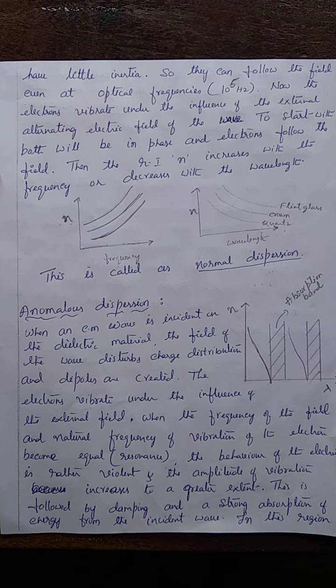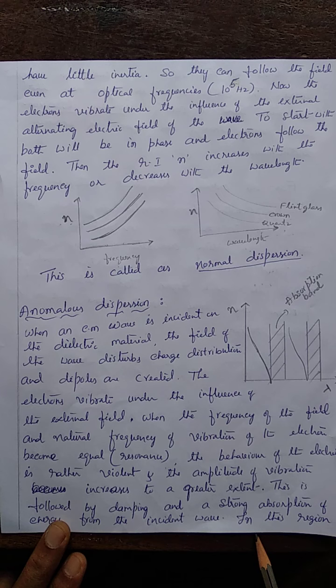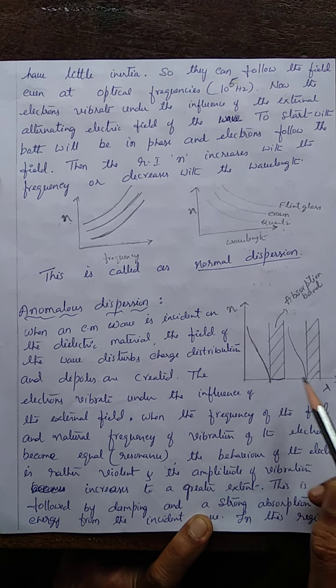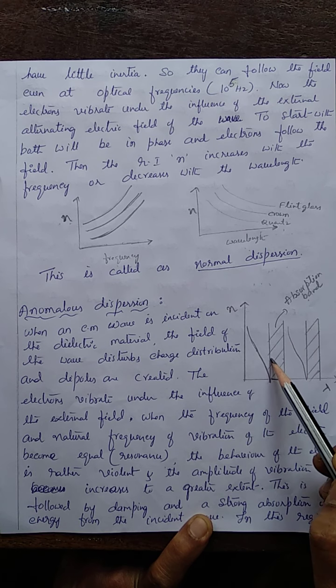As a result, the electrons absorb the energy from the incident wave very strongly. There will be a very strong absorption of energy. The electrons absorb energy from the incident wave. As energy is absorbed by the electrons from this incident wave, in such regions, see here, certain bands called absorption bands are produced.